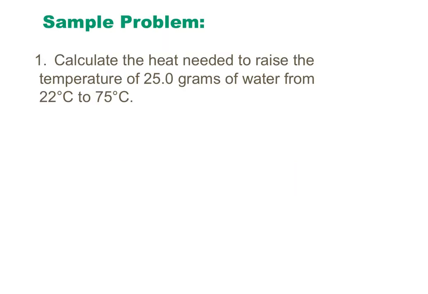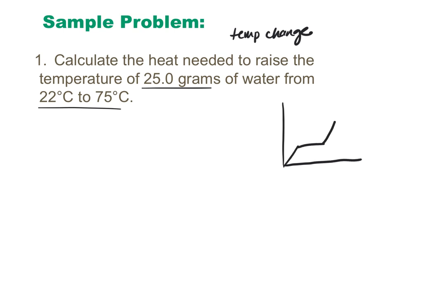So let's look at the first problem. This is going to be an example of a temperature change. So in a temperature change problem, we see that we're given the mass here, and we're given a temperature change from 22 to 75 Celsius. So what that means is if this is my heating curve, I know 0 is here and 100 is here. I'm going to be from this segment to this segment. So this is going to be the area that I'm calculating.